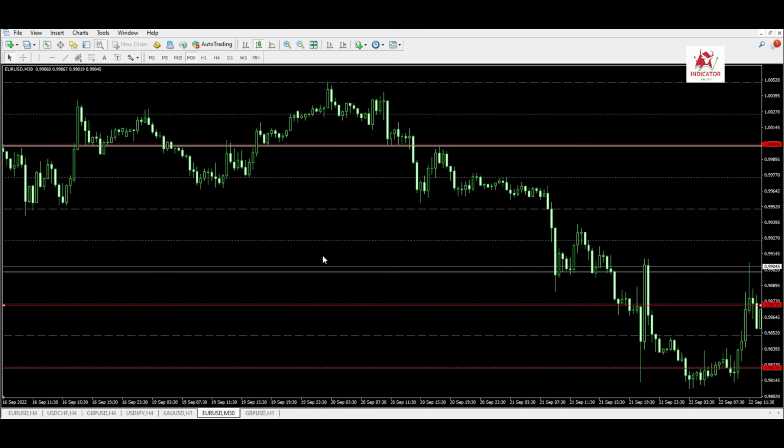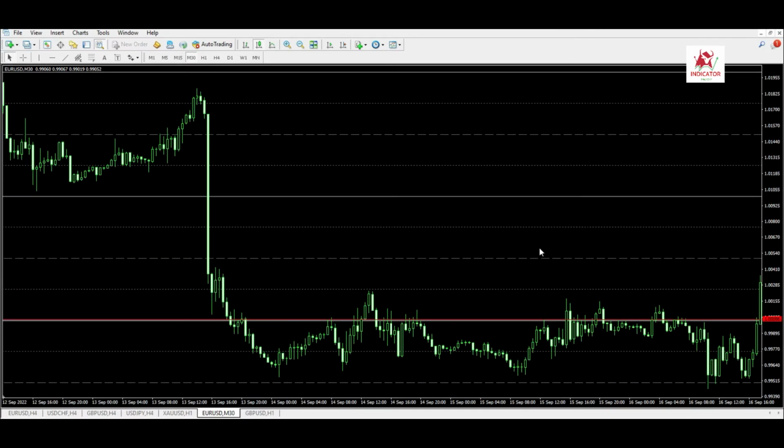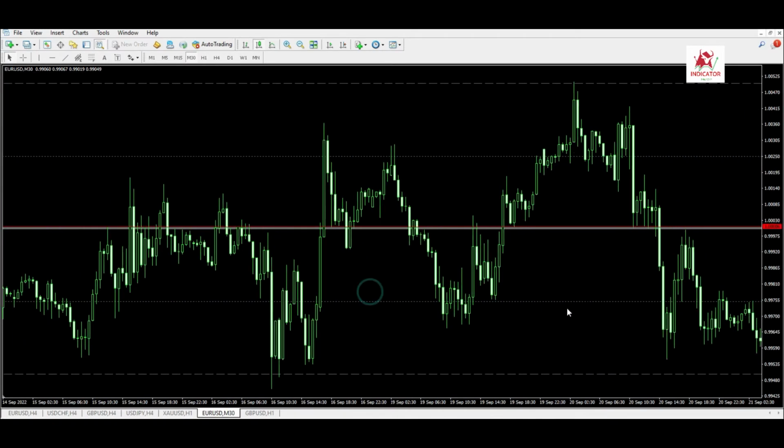Conclusion: the price grid indicator for MT5 is a tool that you may need to apply to your chart, especially if your strategy revolves around grids. Finally, the indicator is free to download.